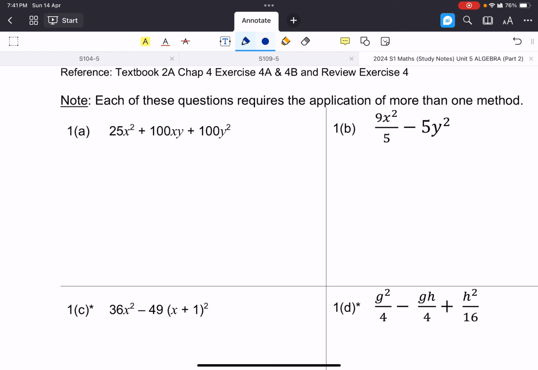Let me remind you again that when you see practices like this, feel free to pause the video, try it out first, then compare your answer with mine. That's the more efficient way of learning rather than to watch demonstrations all the time.